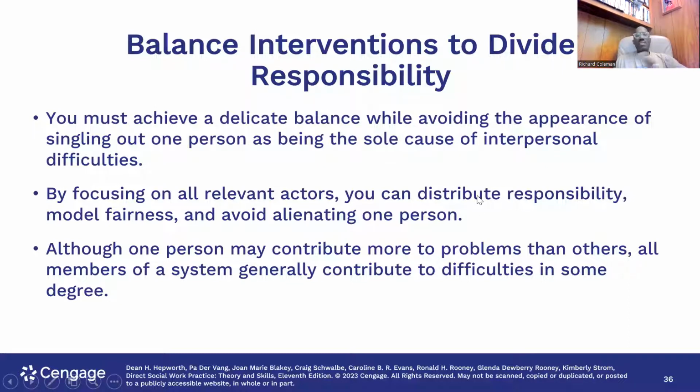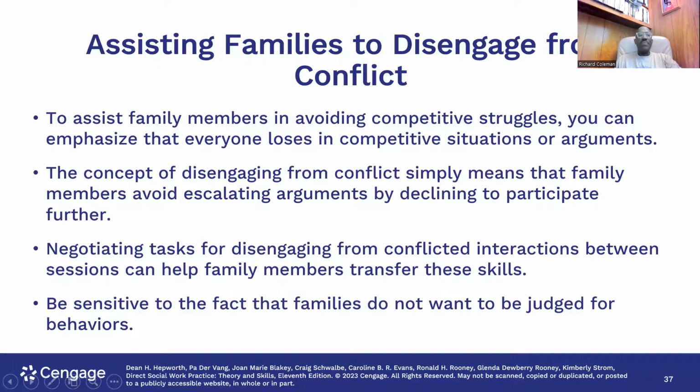And then achieving that delicate balance between singling out one person as a cause of interpersonal difficulty. So again, as the social worker, you have to be very careful that you don't create the illusion of an alliance, and make sure you're not focusing on one particular person. Although one person may contribute more to the problems, all the members are genuinely contributing to difficulties in some degree. So everybody's a part of the problem, everybody's a part of the solution.